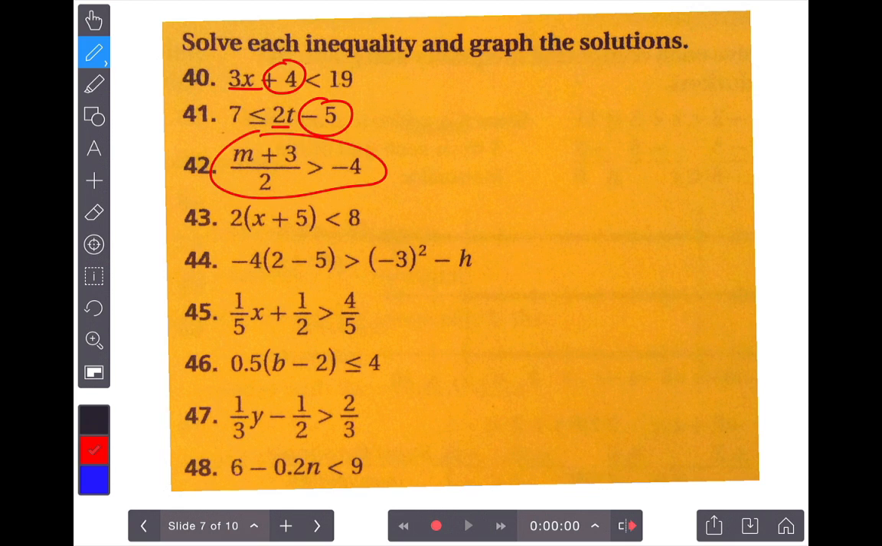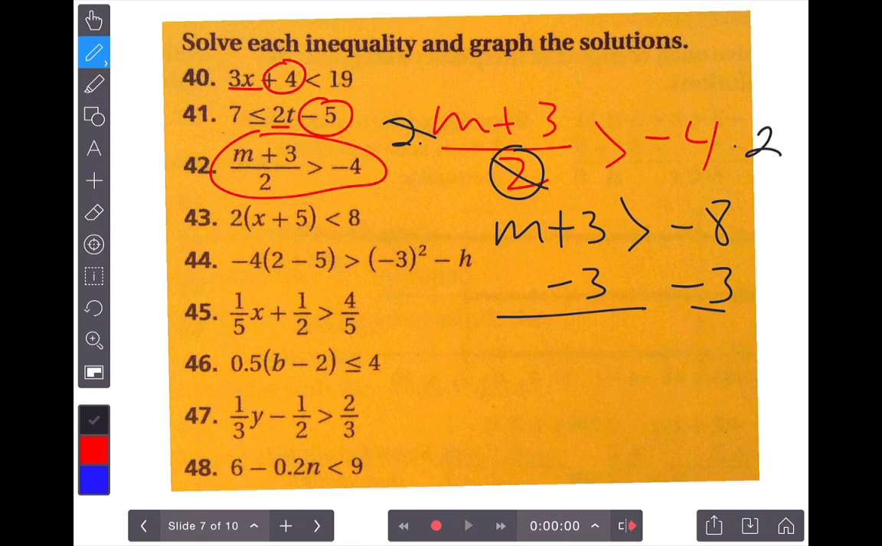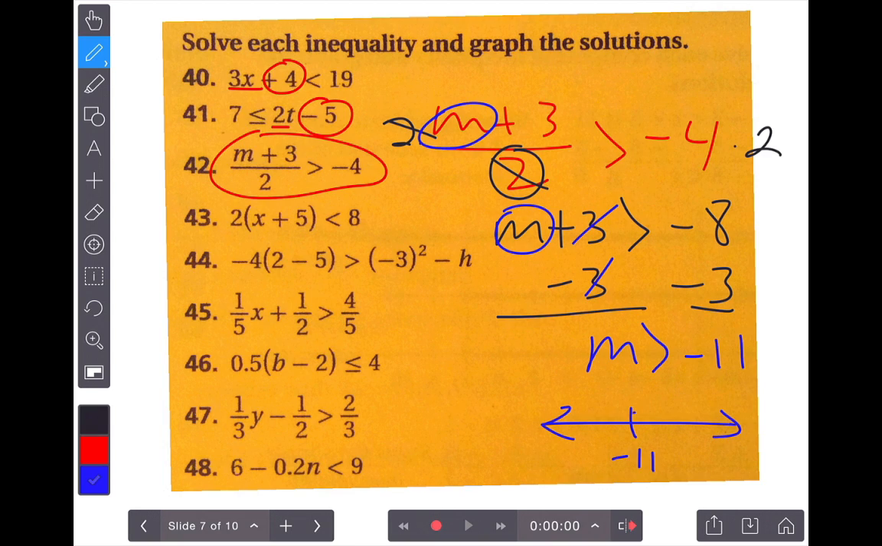On this particular problem, if you have (m plus 3) divided by 2 is greater than negative 4, you want to get rid of this 2 here. So you're going to multiply both sides by 2. You get m plus 3 is greater than negative 8. You're then going to subtract the 3. Now, if you want to follow and just continue circling the variable as you go along, you get m is greater than negative 11. Draw me a little number line, put a negative 11 right there, open circle, and to the right. And that means anything greater than negative 11.